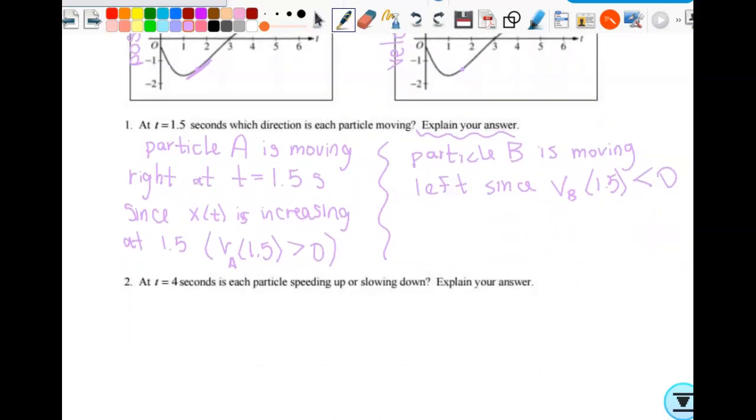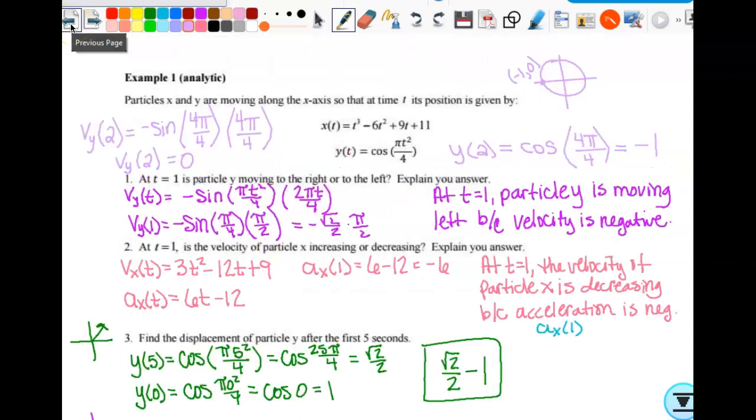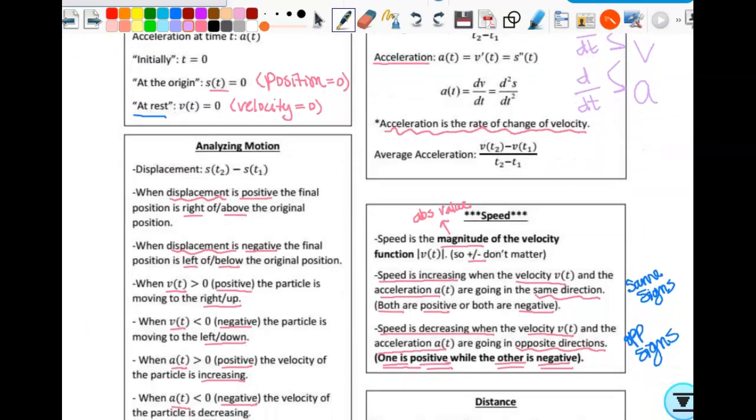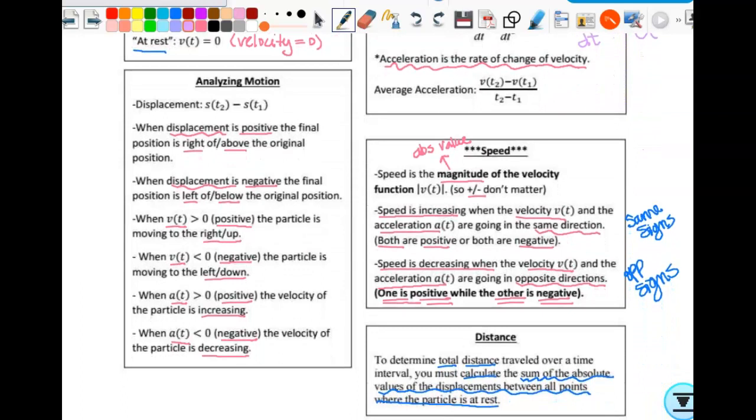Number 2. At time equals 4 seconds, is each particle speeding up or slowing down? All right, how do we determine if a particle is speeding up or slowing down? There you go. Right here, guys, in your speed box.